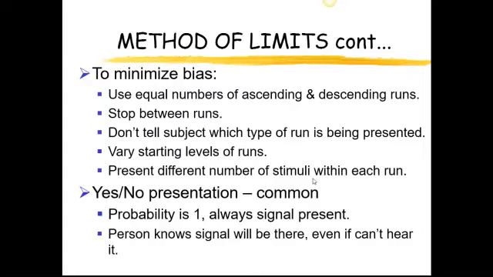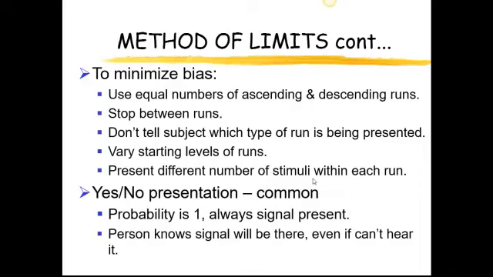So to minimize biases in the method of limits, use equal numbers of ascending and descending runs. So in the previous example, you had one and then the other and then one and the other, but you had equal numbers of ascending and descending runs, and you stop between runs to give them a little bit of a rest.